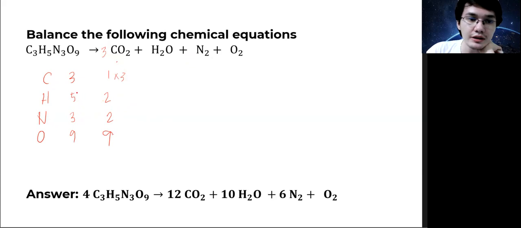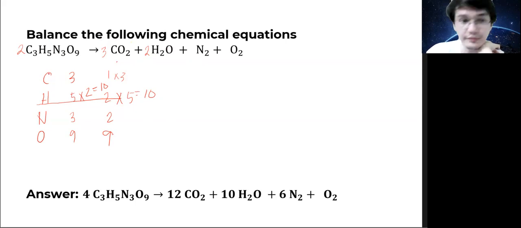Sa hydrogen, na-ay 5, na-ay 2. So how about i-multiply na to sila with each other para ma-equal to 10 ang both sides. So multiply ta og 2 and 2 here. So mausab na sad ang number of atoms. So we now have 6. Baluan na po din nato og 6 para equal.